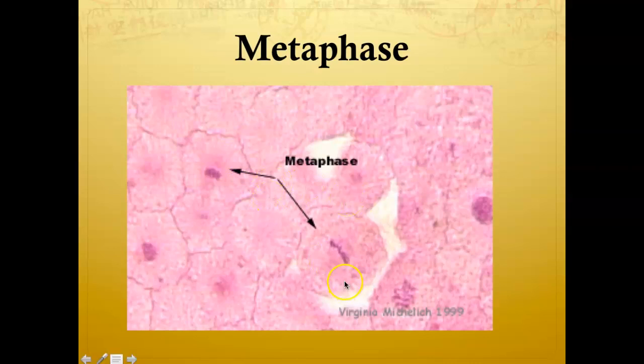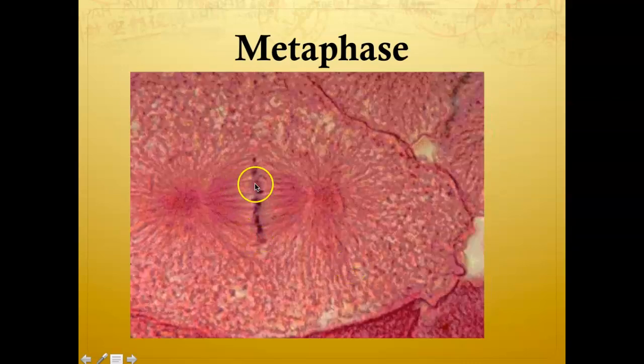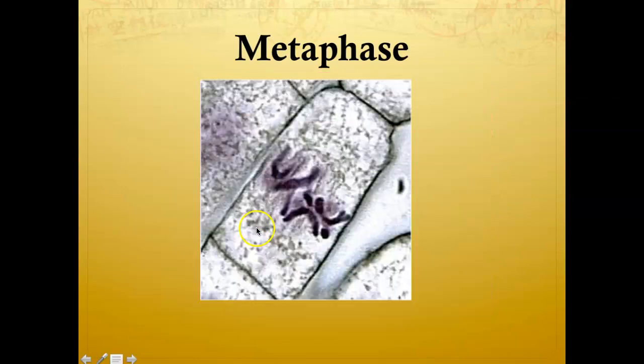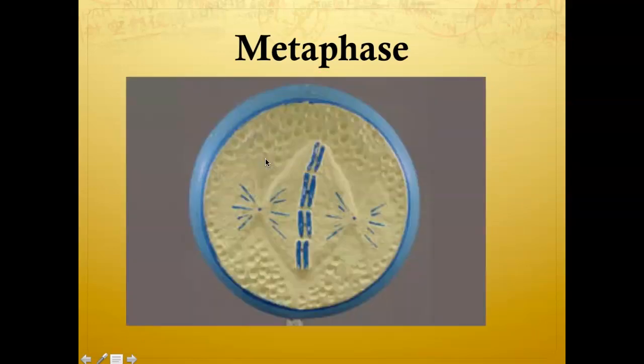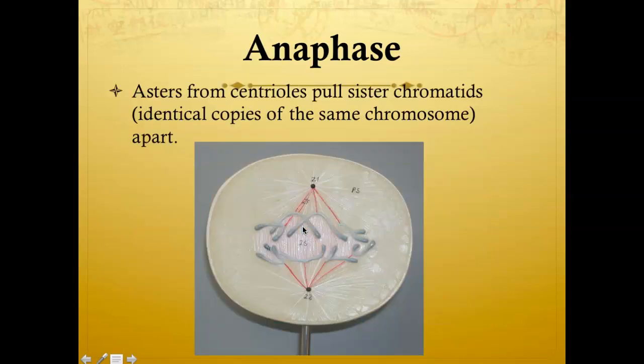So here is metaphase right here. This is again the fish cells, and the chromosomes are lined up in the middle. This is a nicer picture right here. And here's one over here with the plant cell. And right here with the model, these are sister chromatids over here.